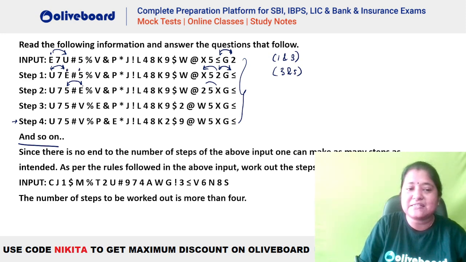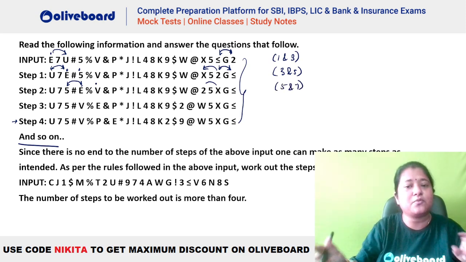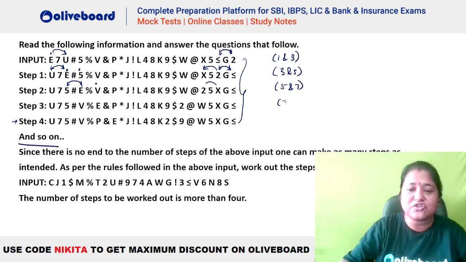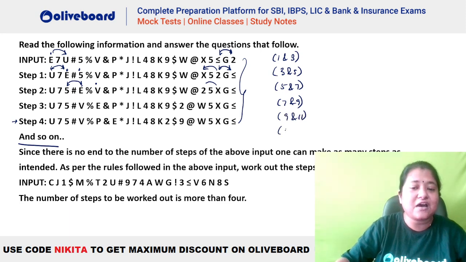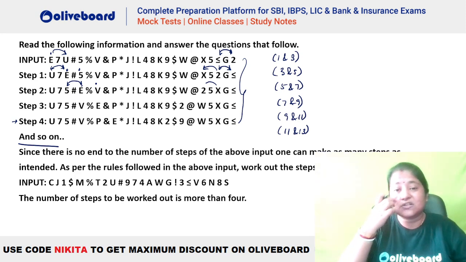Similarly, in step number 3, you can see E and B have changed their position. That means 5 and 7 have changed their position from both the ends. That means after that it should be 7 and 9 which will change their position. Then after that 9 and 11 will change their position. Then after that 11 and 13 will change their position from both the ends, right? So this will go on.